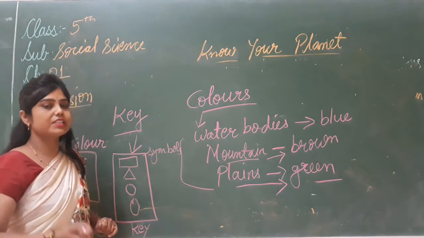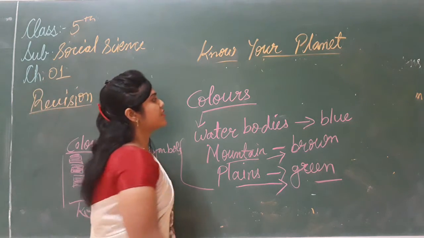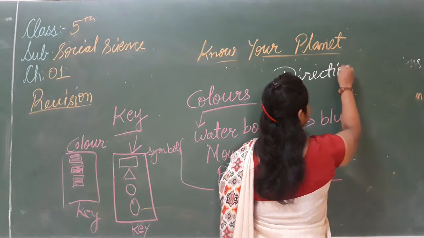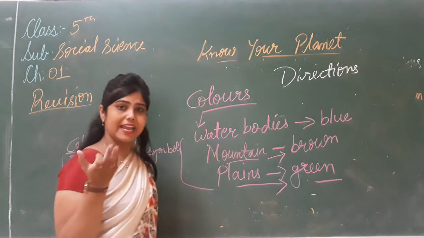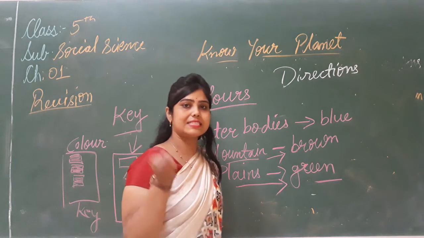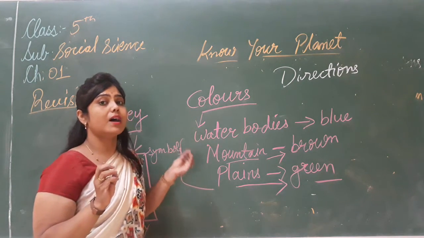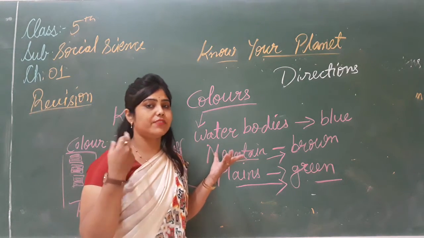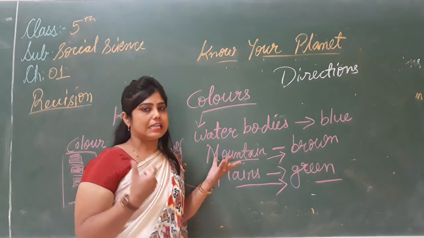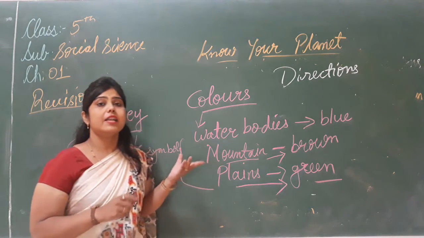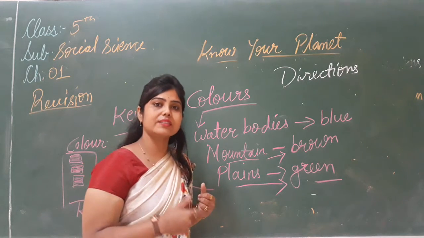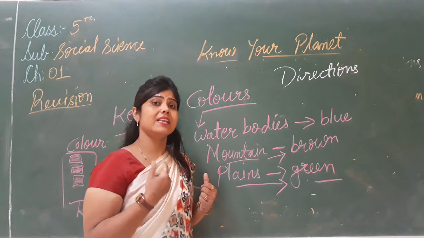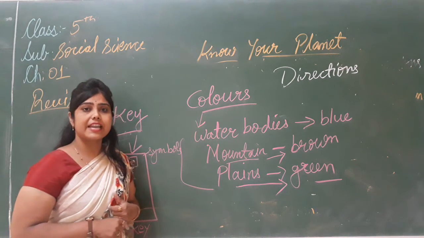So there are features on a map. First feature is direction. There are 4 directions: north, south, east and west, and some intermediate directions, that is northwest that lies between north and west, southwest that lies between south and west, and northeast that lies between north and east. These are the intermediate directions.